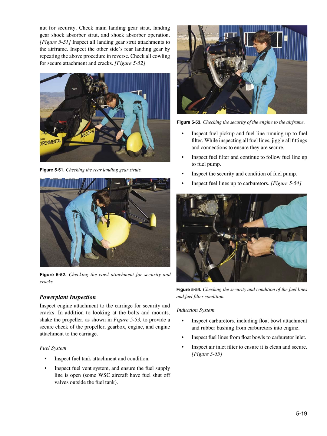Inspect fuel filter and continue to follow fuel line up to fuel pump. Inspect the security and condition of fuel pump. Inspect fuel lines up to carburetors. Figure 554, induction system, inspect carburetors, including float bowl attachment and rubber bushing from carburetors into engine. Inspect fuel lines from float bowls to carburetor inlet. Inspect air inlet filter to ensure it is clean and secure. Figure 555.